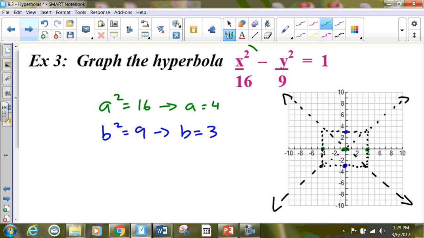So I'm going to remind myself again, because x squared comes first, my hyperbola is going to be hugging the x-axis. So I'm going to use the asymptotes as a guide for how wide I should make my hyperbola.